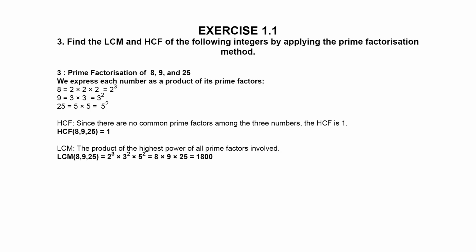HCF: since there are no common prime factors among the three numbers, the HCF is 1. HCF of 8, 9, 25 is equal to 1. LCM, the product of the highest power of all prime factors involved. LCM of 8, 9, 25 is equal to 2 cube into 3 square into 5 square, which is 8 into 9 into 25, which is equal to 1800.